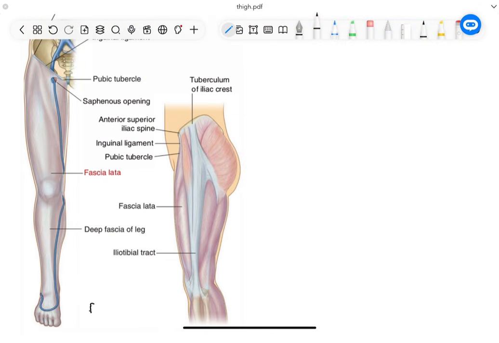Now, on screen you can see there is a figure. Let us denote it figure A. This is the anterior view and this is the lateral view of the deep fascia. Now, the deep fascia, I am writing here in shortcut, always remember the deep fascia of the thigh has modifications. I already said about the modification: intramuscular septum, iliotibial tract and Stephanus opening.